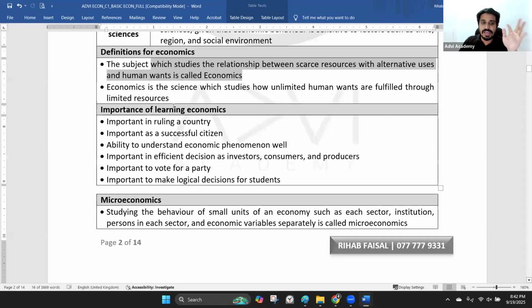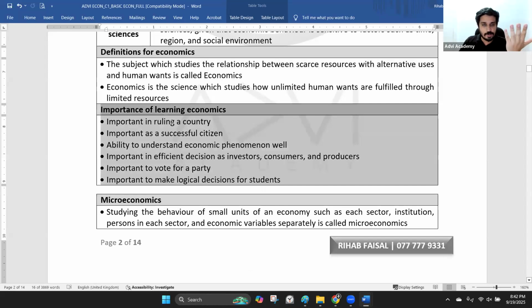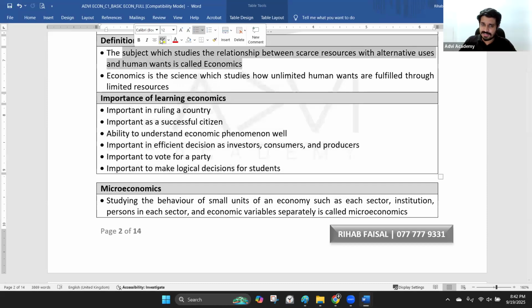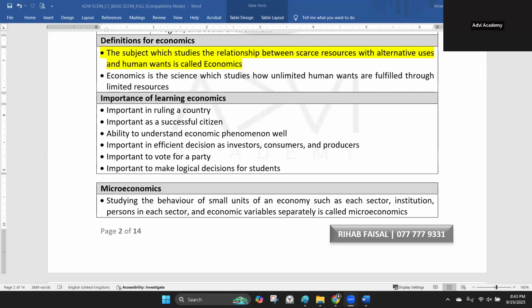Next, we learn what is the importance of learning economics. This is also a question that can sometimes come in your term tests. It is unlikely for much of it to come in A levels usually, but in term tests, it's one of those questions that can come, right? Anyways, so the importance of learning economics.